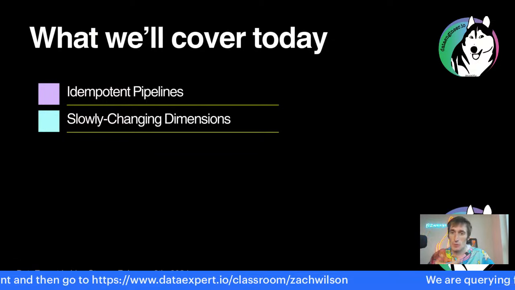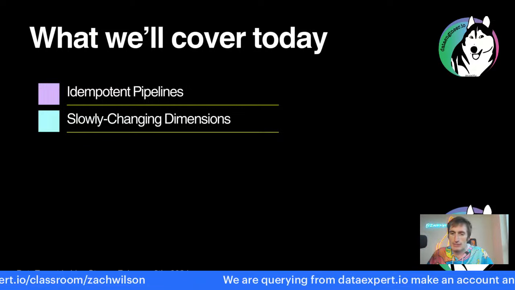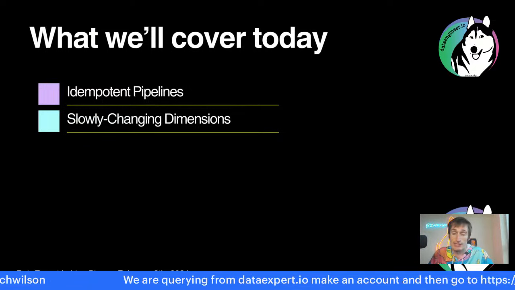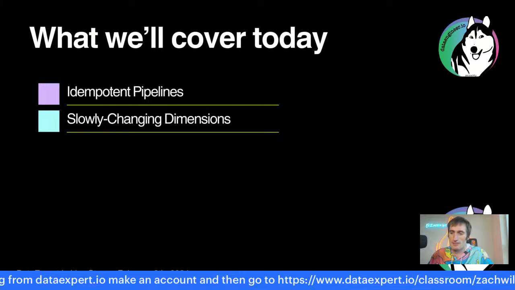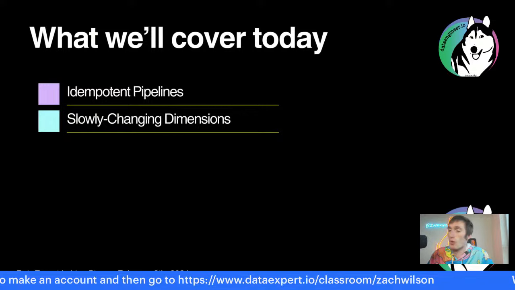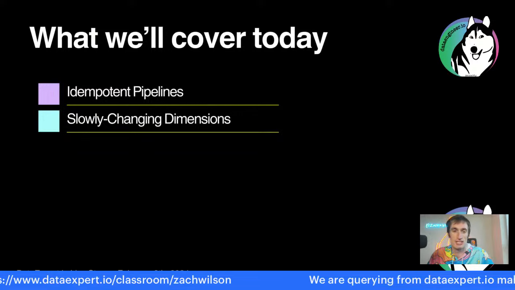All right, so what are we covering today? Two things, really. Idempotent pipelines. Idempotent is a very interesting word. Definitely look it up in the dictionary right now. And one of the things you might notice after you look it up is you're more confused about what it actually means, because the definition is kind of bullshit.